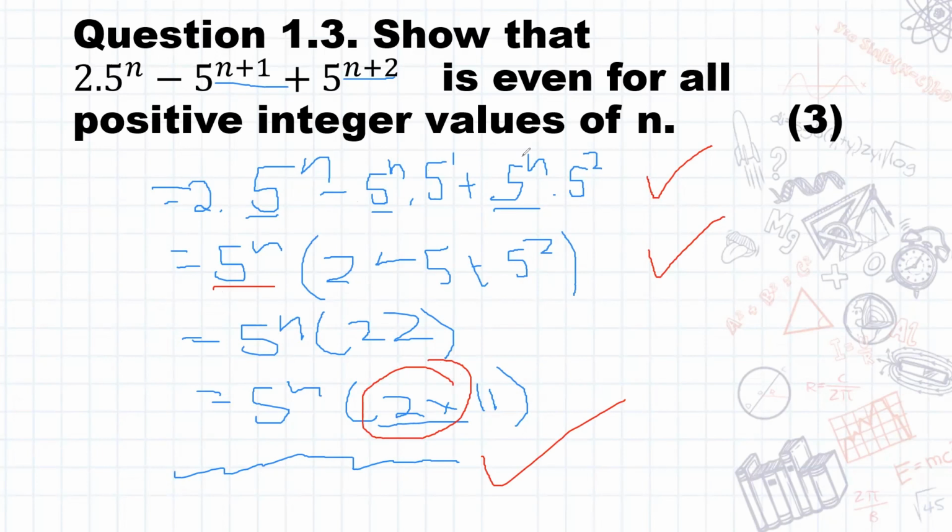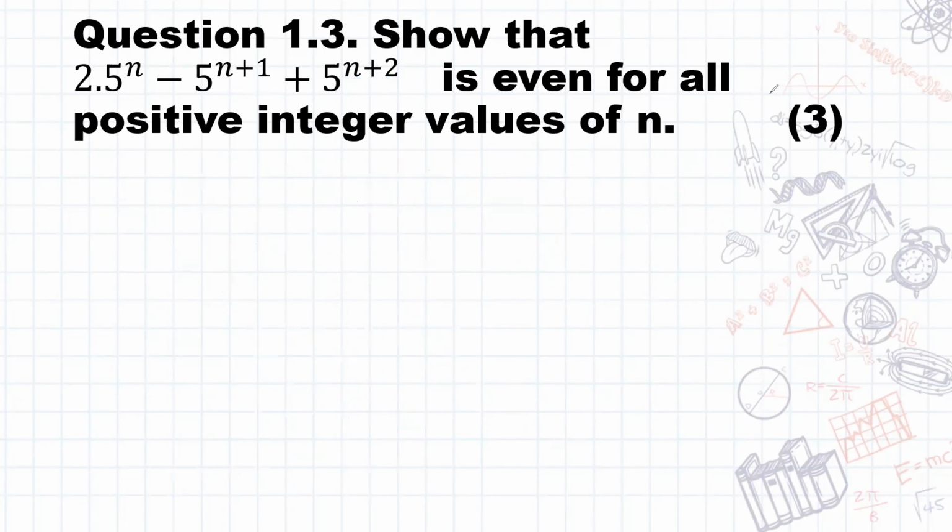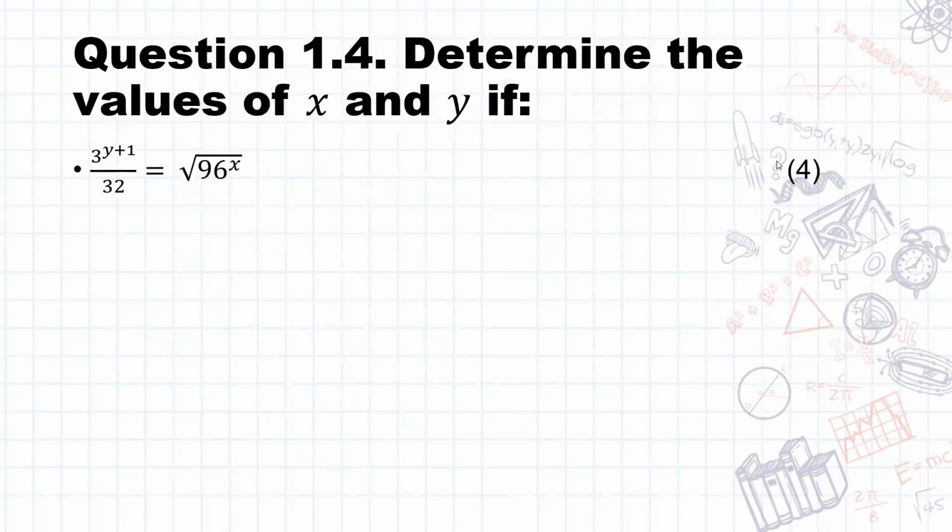Our last question is also an exponential question. It says, determine the values of x and y, and then you're given just 1 equation. Now, normally when we ask to solve for x and y, we have 2 equations. So a lot of students last year got frustrated with this question. But really, there are 2 equations if you break down your exponents.